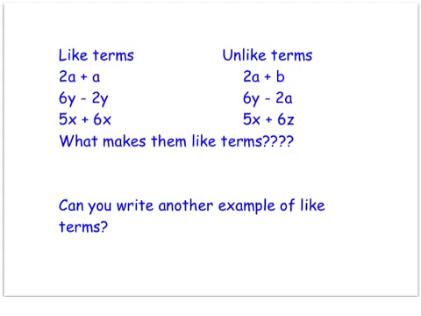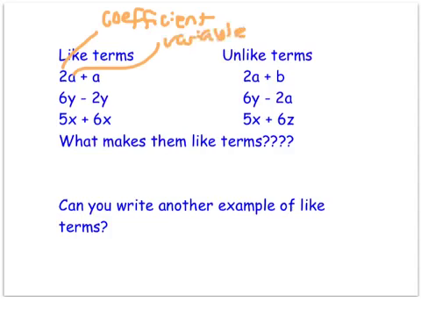Alrighty, today what we're going to do is talk about something called like terms and unlike terms. Now, before we even get started with that, I want to go over a couple things. Right here in this number 2, do you guys know what that's called? The 2 is called a coefficient, and that is a number in front of a variable. So the coefficient is the number in front of the variable. And the variable, we know, a, is a variable. So when we have two terms that have the same variable, such as right here, we have a and a. That variable's a, that variable's a. That's what we call like terms.